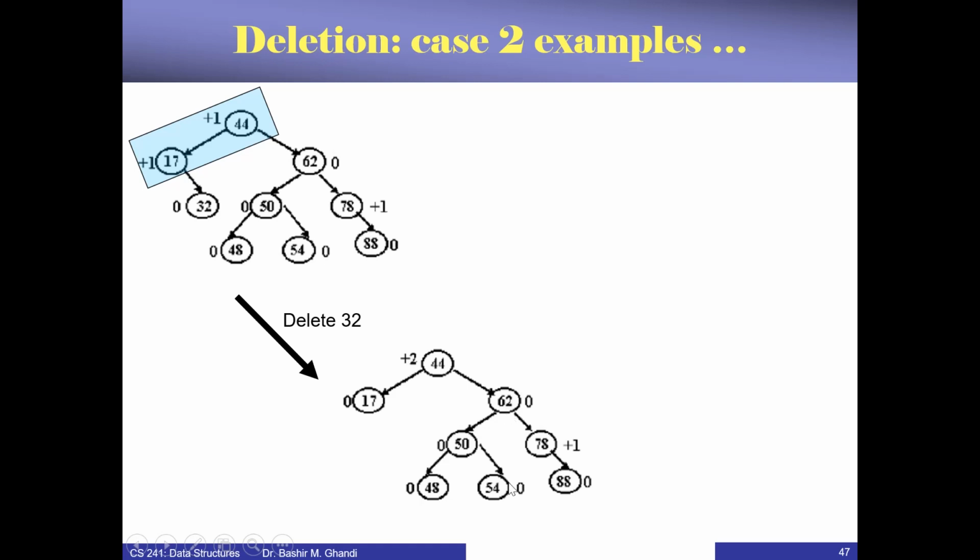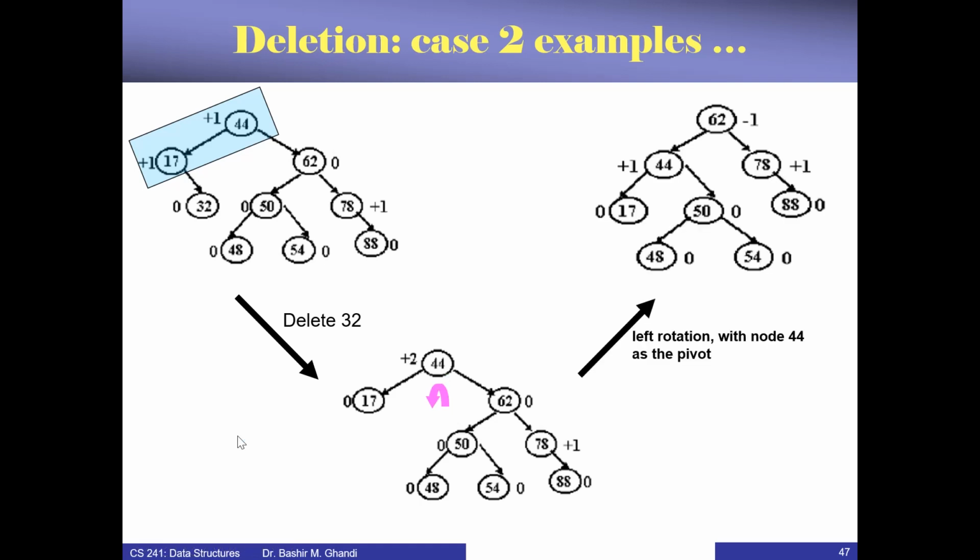If you rotate to the left, 62 will move up to become the new root. 44 will go down to become its left. The current left of 62 will be the right of 44. Okay, so this is what you will end up with.